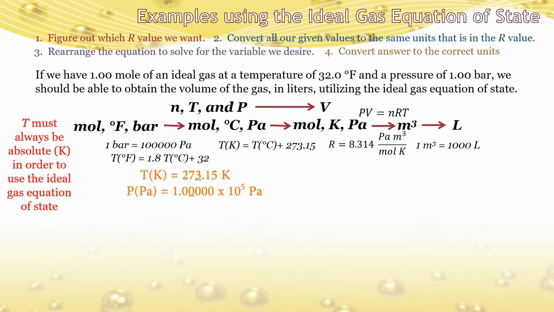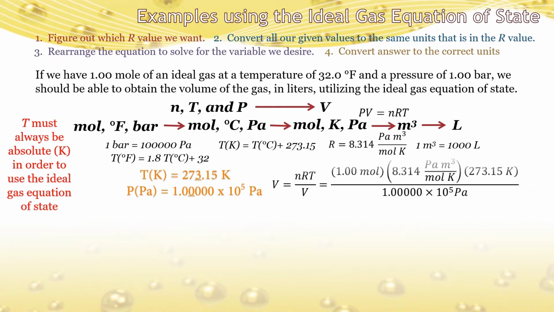Now we want volume. So we solve the equation of state for volume algebraically, obtaining V equals nRT divided by P, and we finally enter all our known values into the right side of the equation. We know everything is good if all the units cancel, leaving us with only the volume in meters cubed since all the state variables and constants are in SI units.